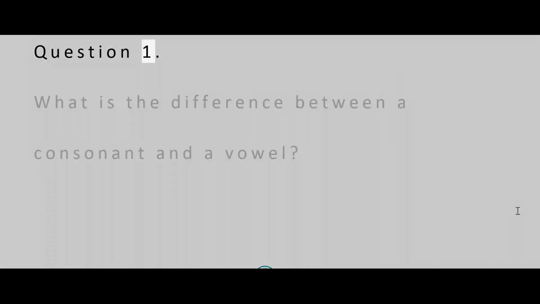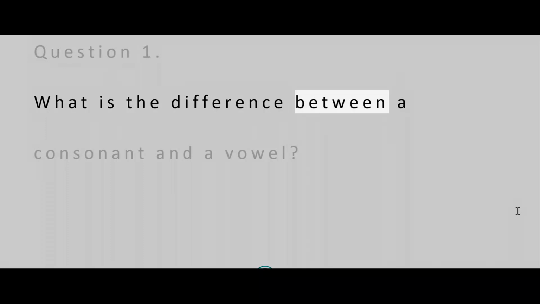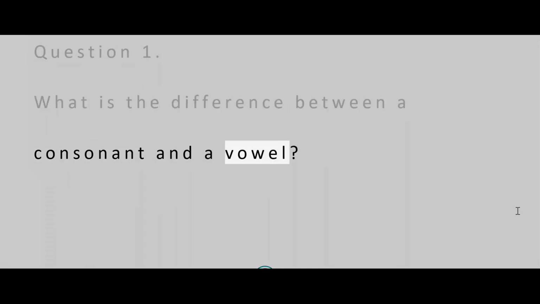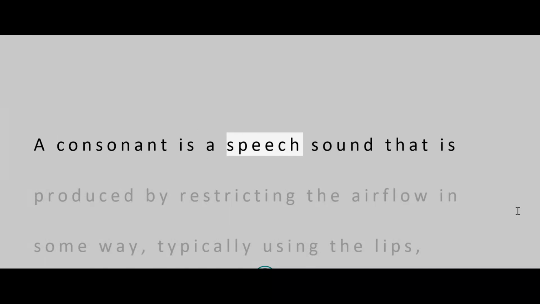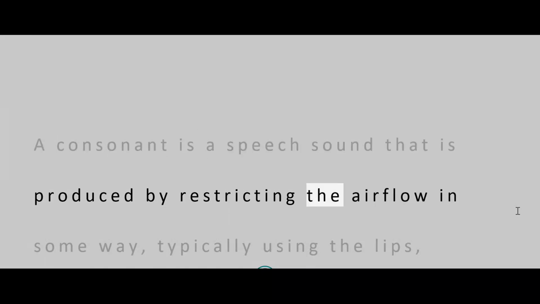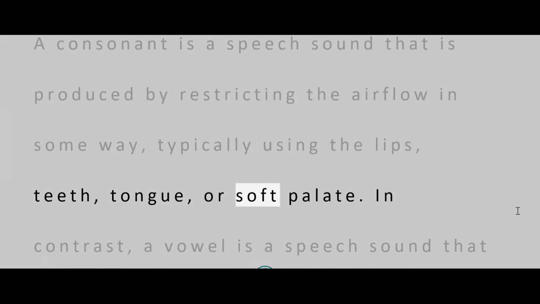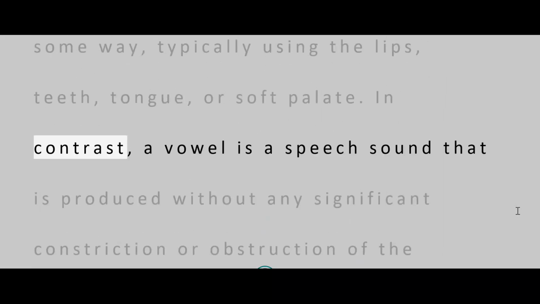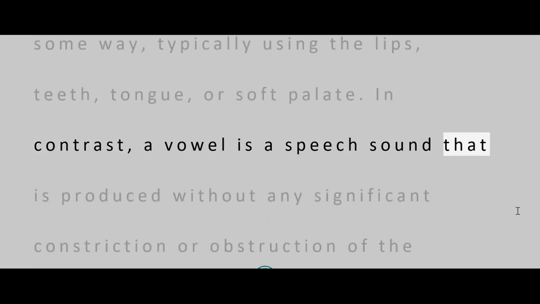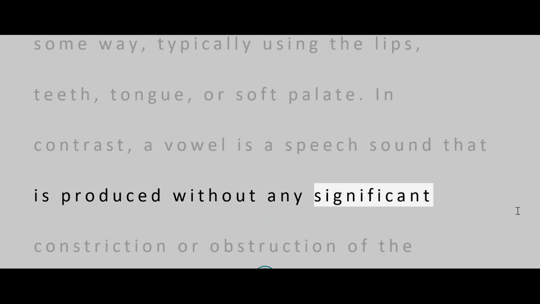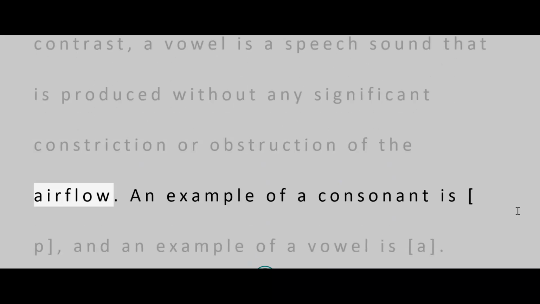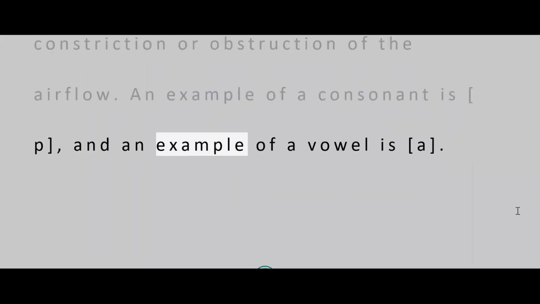Question 1. What is the difference between a consonant and a vowel? A consonant is a speech sound that is produced by restricting the airflow in some way, typically using the lips, teeth, tongue, or soft palate. In contrast, a vowel is a speech sound that is produced without any significant constriction or obstruction of the airflow. An example of a consonant is P, and an example of a vowel is A.